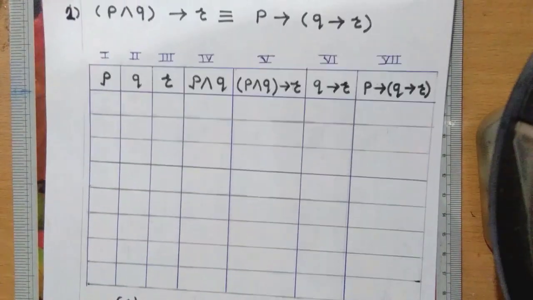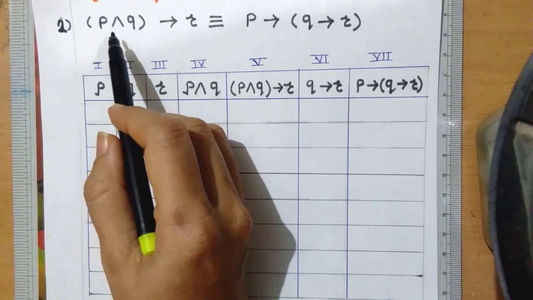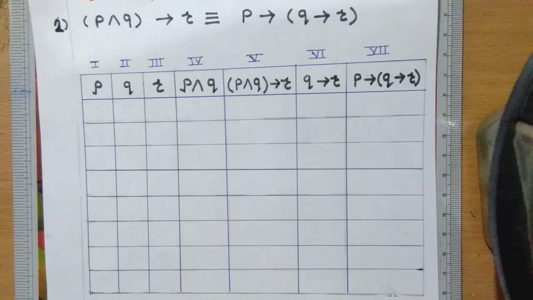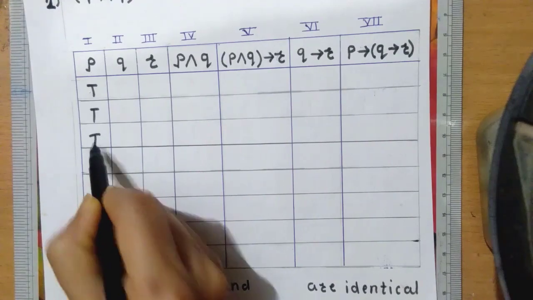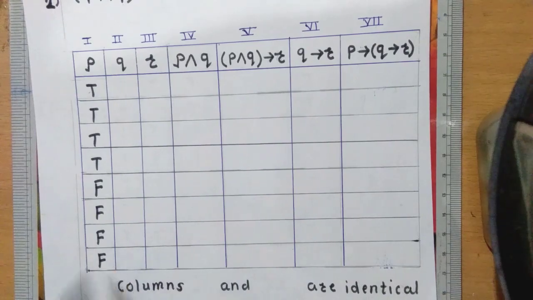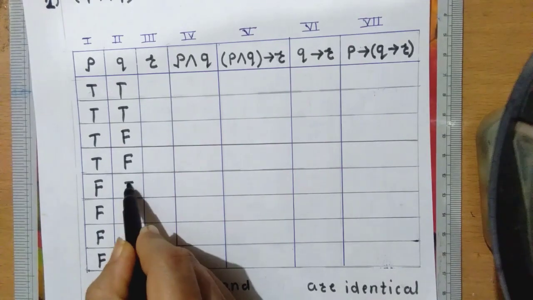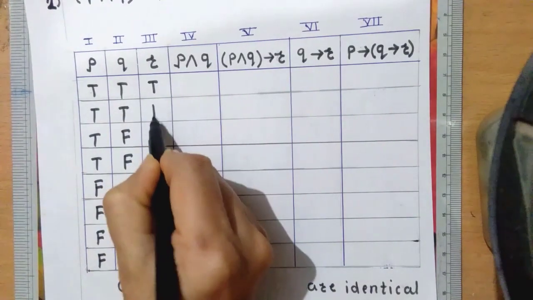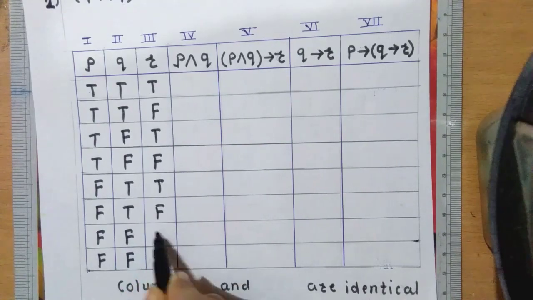Now in this logical equivalence we can observe P, Q, R, and so P conjunction Q, and then the left hand side, and here we have taken the right hand side. Now again we know the truth values: for P, T 4 times and F 4 times. For Q, 2 times T, 2 times F, again 2 times T and 2 times F. For R, T, F, T, F, again T, F, and T, F.